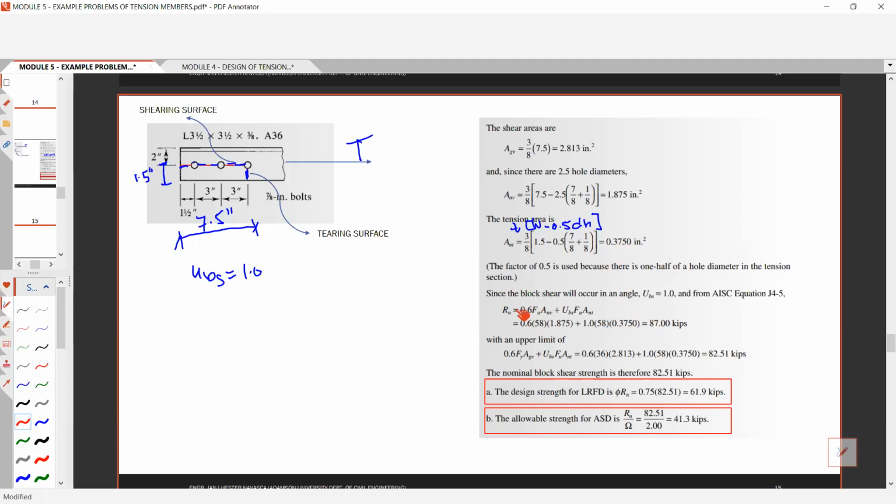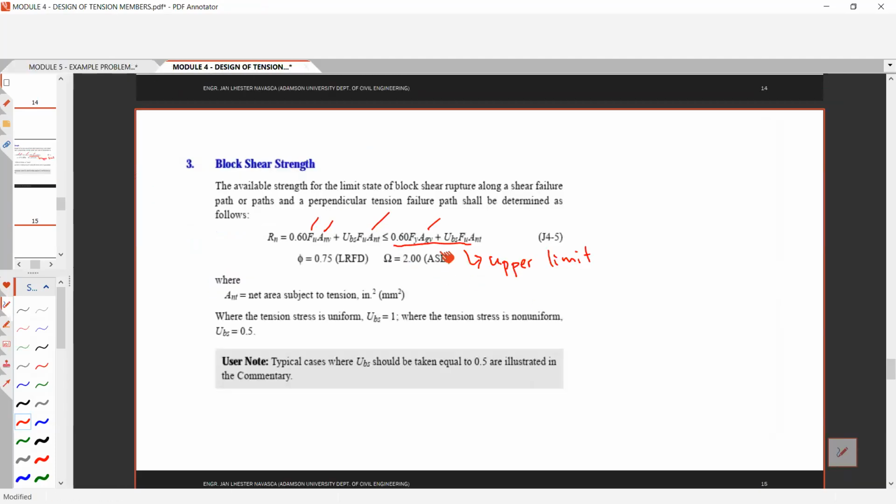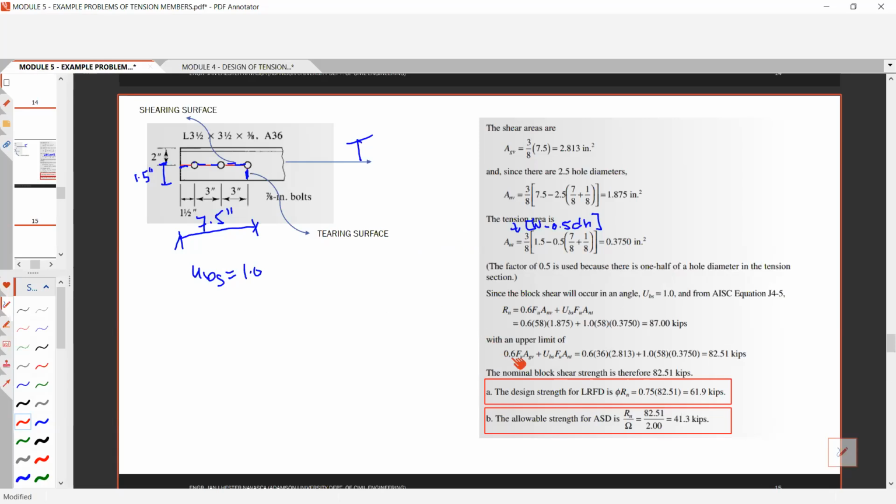And checking the upper limit of this equation, we have 0.6 Fy AGV plus UBS FU ANT, which is 0.6 times 36 times AGV, which is 2.813, plus your UBS of 1.0, your FU of 58, your ANT of 0.375. Therefore, your upper limit is 82.51. Then, comparing the value of your Rn to the upper limit, we will be using the nominal block shear strength of 82.51 since this is the upper limit. You cannot exceed this value.